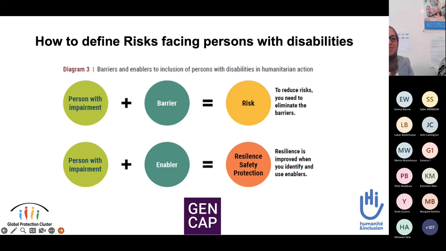What does that mean? That means that, for example, if I'm defining the risks facing persons with disabilities, I should understand how the interaction happens between persons with different types of impairment, whether visual, hearing, intellectual, or physical, and how this person experiences these barriers in their communities, and, as Hanan was mentioning, how this impacts their ability to access services or prevents access to services, and how this impacts equal opportunities in the communities compared with persons without disabilities. Next slide.